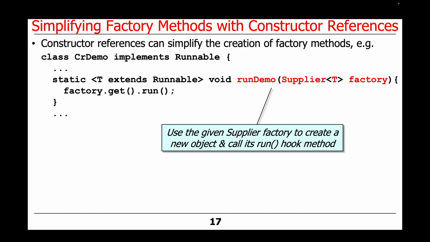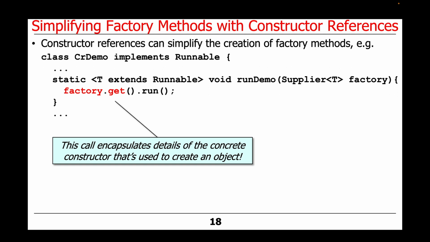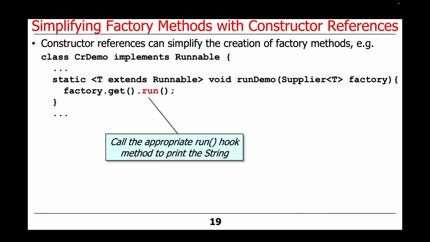As we'll see in a moment, it uses the factory to create a new object and call its run hook method. Here we can see the call to factory.get, which encapsulates the details of invoking the concrete constructor, either CRDemo or CRDemoEX, that's used to create the appropriate object of that type. And then finally, you can see how the run hook method is called to print out the string, either in the original format or in the uppercased format.